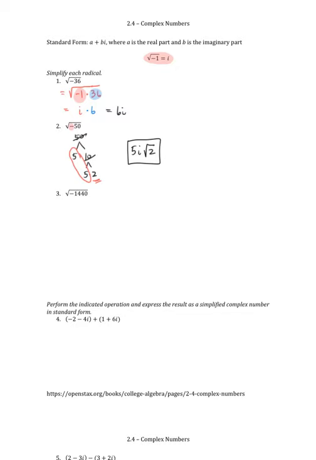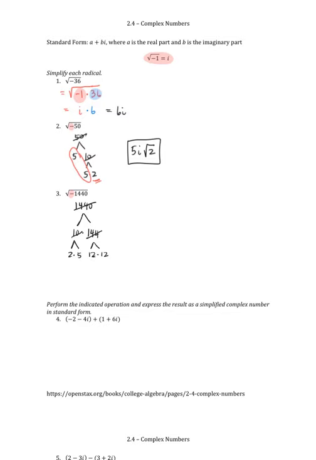For number 3, the negative should jump out at you. That's going to come out as an i. And then what we want to do is try to make a prime factor tree for 1,440. Again, you can break this up in any way you'd like. I notice that it ends in a 0, so I'm going to divide by 10. So 10 and 144. 10 breaks down into 2 and 5. 144 is 12 and 12.